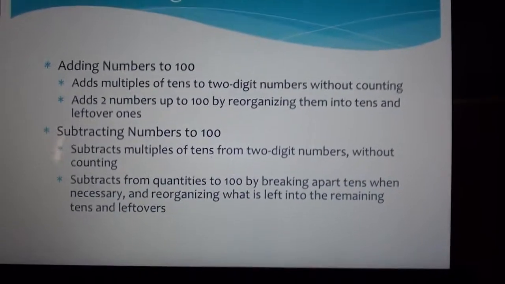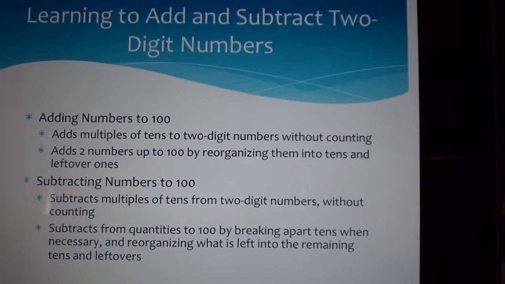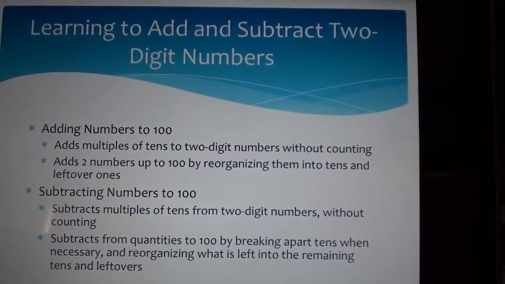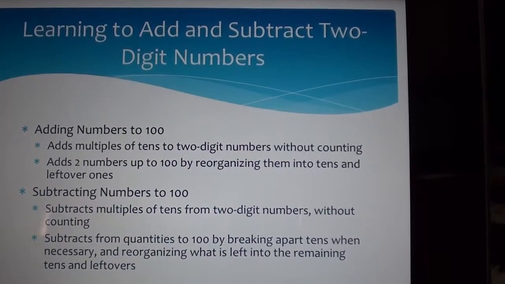Critical learning phase number 3, adding numbers to 100. Children add multiples of 10 to 2-digit numbers without counting. They add 2 numbers up to 100 by reorganizing them into tens and leftover ones.